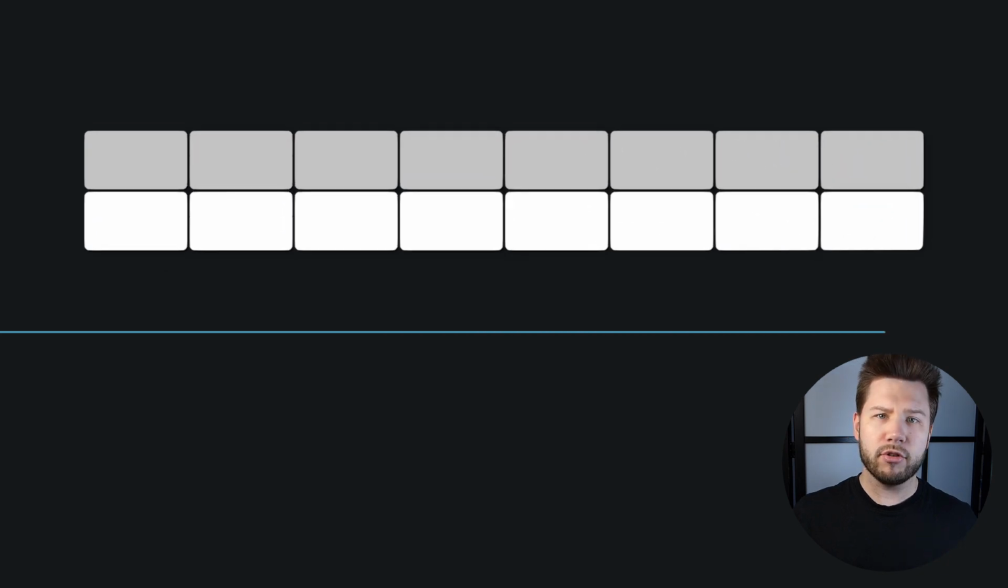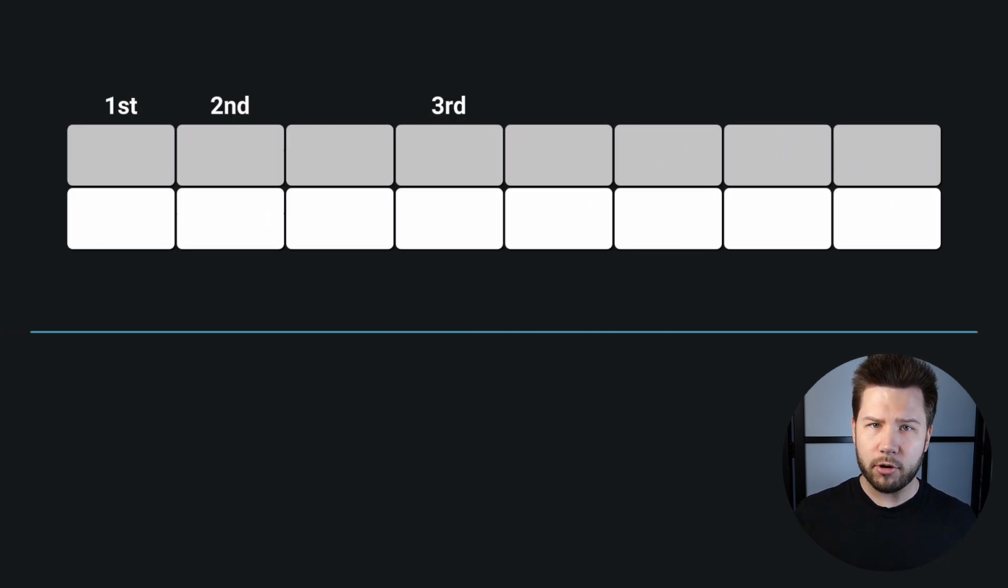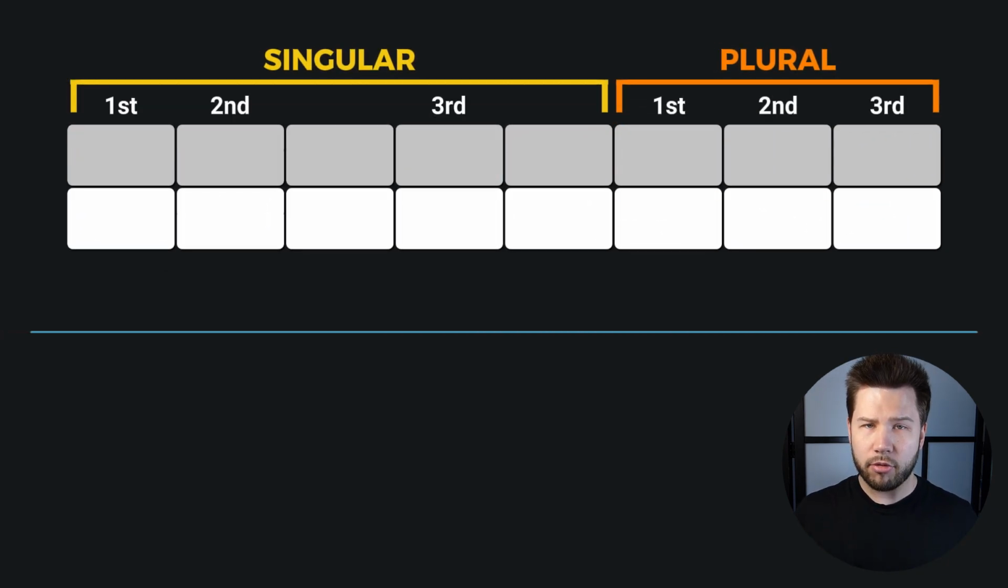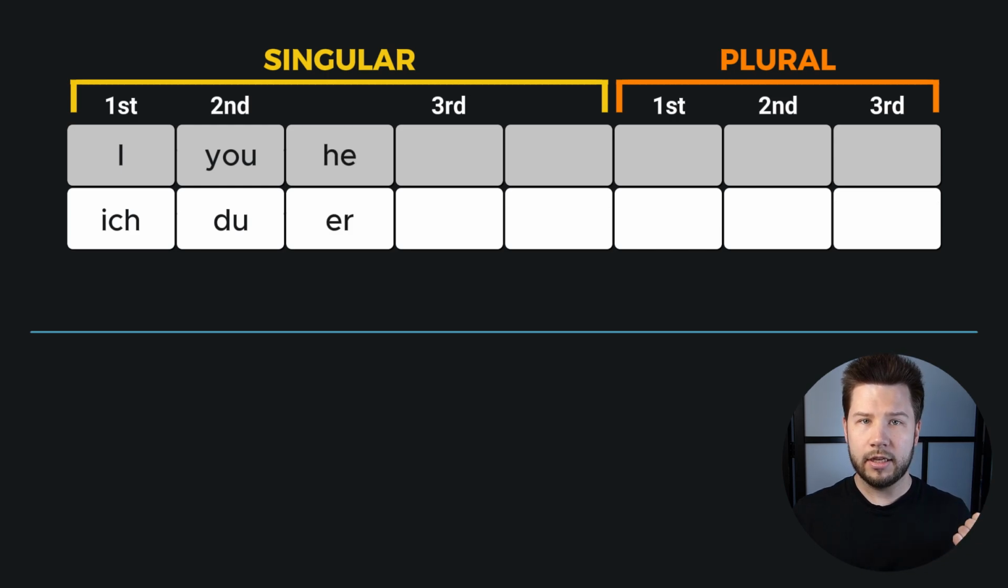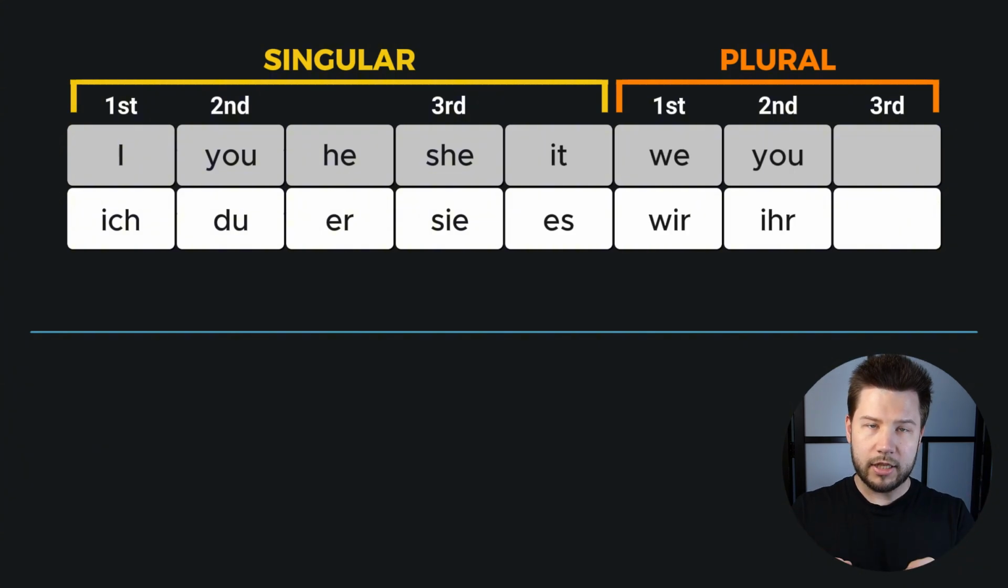Like in English, we refer to them as first, second, and third person, singular or plural. Let's go through them. Ich, I. Du, you. Er, he. Sie, she. Es, it. Wir, we. Ihr, you, and sie, they. Now, by just looking at this table, you might notice two things.